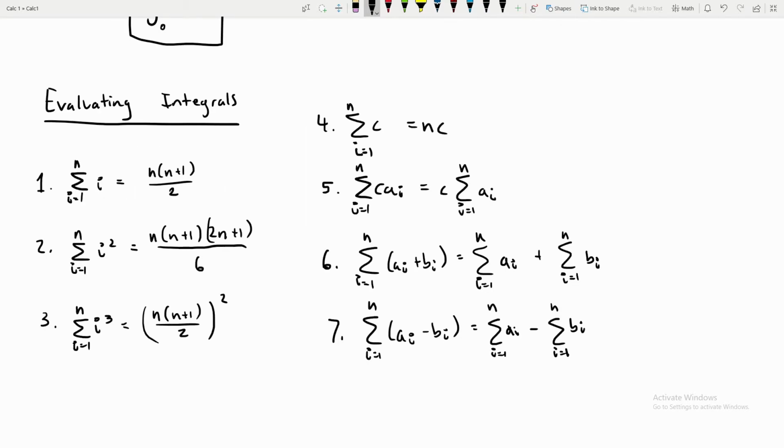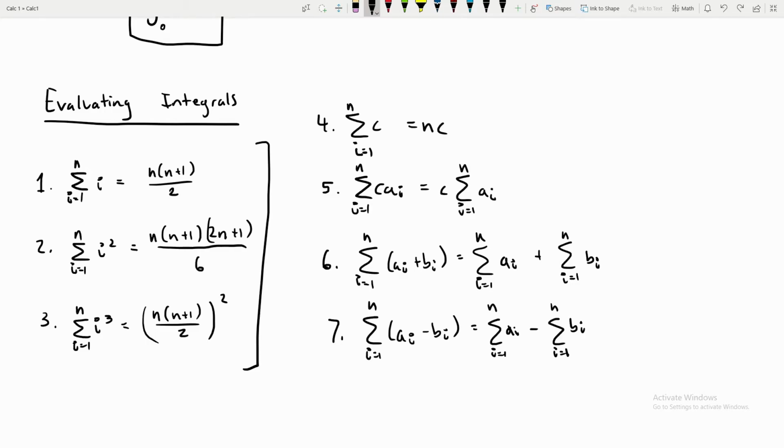Here they are. Here are 7 rules basically that we use to evaluate these integrals. Now the first 3 are just common sums that we see, and we've already bumped into this one, I believe, but this one is even more famous, and I'm pretty sure everyone should know all of these. They're not too difficult to memorize, especially the first and third one, but the second one maybe. But yeah, it's just good to know these for evaluating these kinds of integrals.